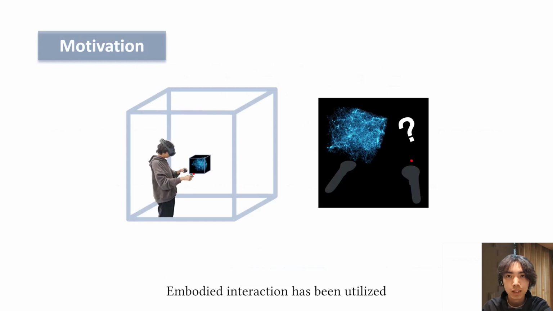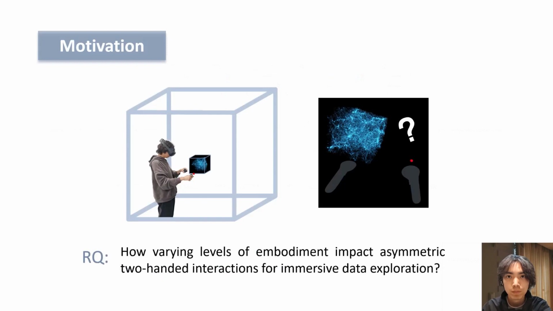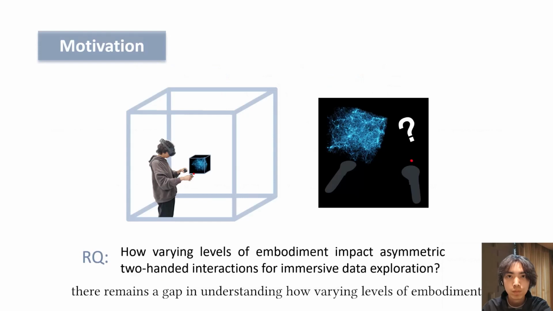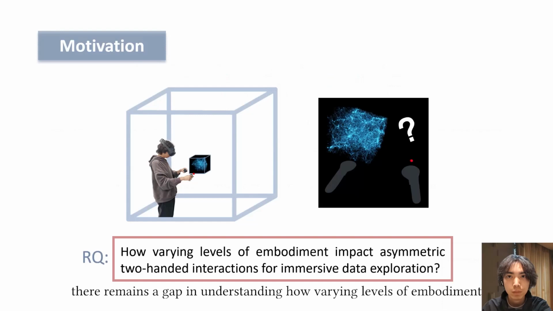Embodied interaction has been utilized in spatial interaction design for the immersive environment. Meanwhile, two-handed interaction has been widely recognized as a more natural and intuitive interaction technique in VR. While embodied two-handed interaction has demonstrated considerable potential, there remains a gap in understanding how varying levels of embodiment impact asymmetric two-handed interactions for immersive data exploration.